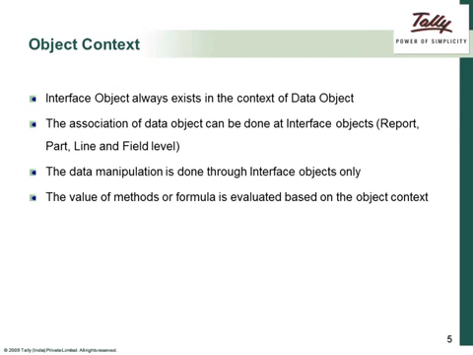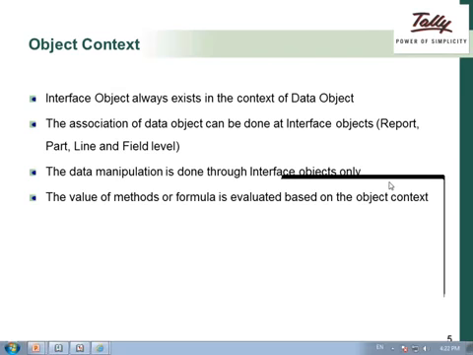Now, as I spoke about, we have various interface objects like the report, the form, the part, the line, and the field, right? Where can I connect my data? Obviously, there is a possibility of multiple scenarios. So the connectivities can be done at the report, part, line, and field. Please note, can be done. It's not has to be done. I'm saying the association can be done at the report, part, line, and field.